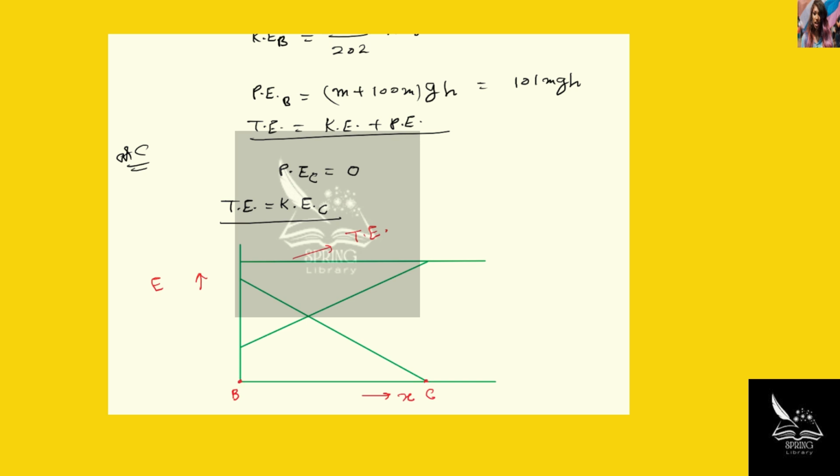Now at point B, the potential energy is maximum because it is at the maximum height, and at point C the potential energy is 0 because point C is on the ground. At point B, the kinetic energy has some value, but at point C the total energy is equal to the kinetic energy. Now the graph will look like this.